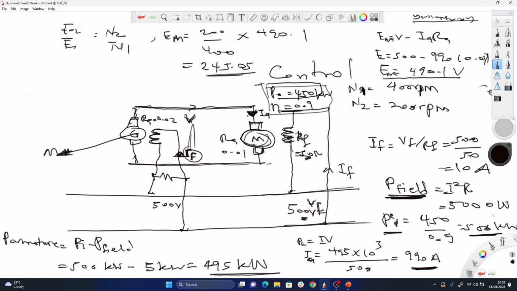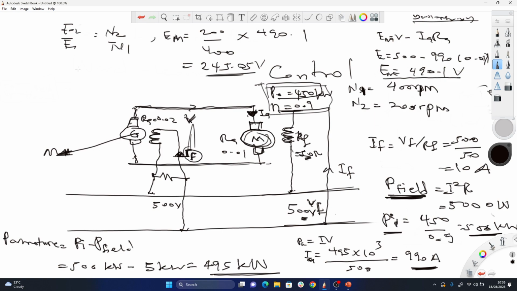Now, I have the back EMF of the motor. I want to find the excitation of the generator set here. Are you following?